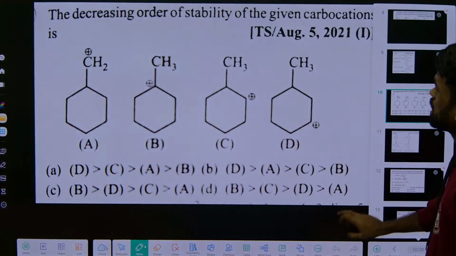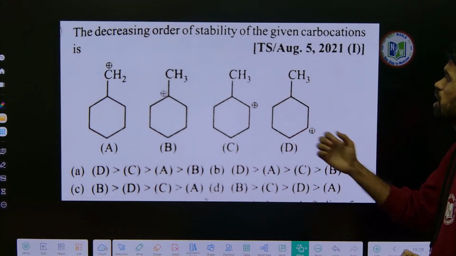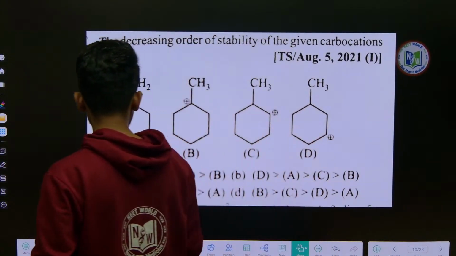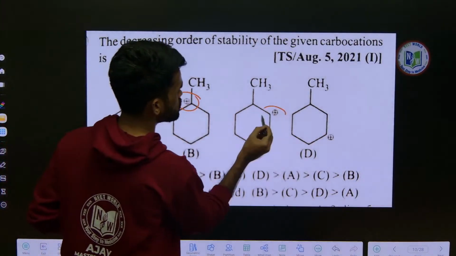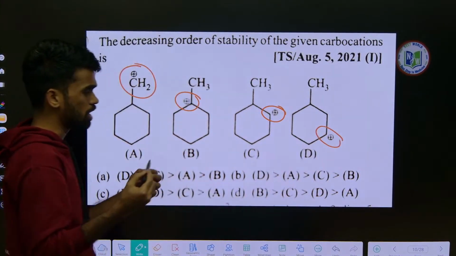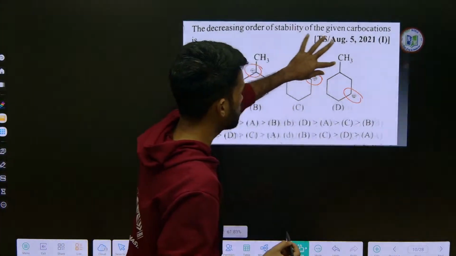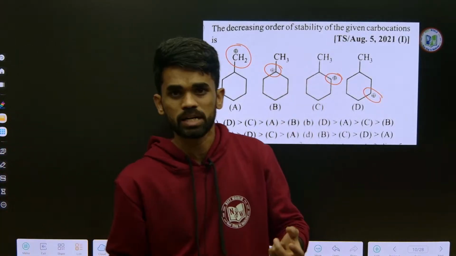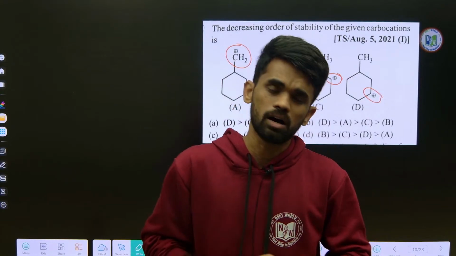Next, look at this. What are they asking? The decreasing order of stability of the given carbocations. How can you answer these questions, sir? These are carbocations, all of them having positive charges. How can we understand which carbocation is more stable and which is less stable? In a generalized way, we know chemical reactions take place. Why do chemical reactions take place? To attain stability. During a chemical reaction the rearrangement of atoms or groups takes place to attain a more stable state.